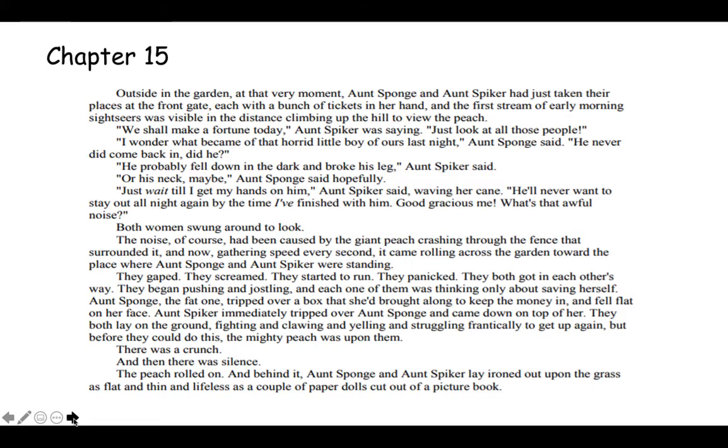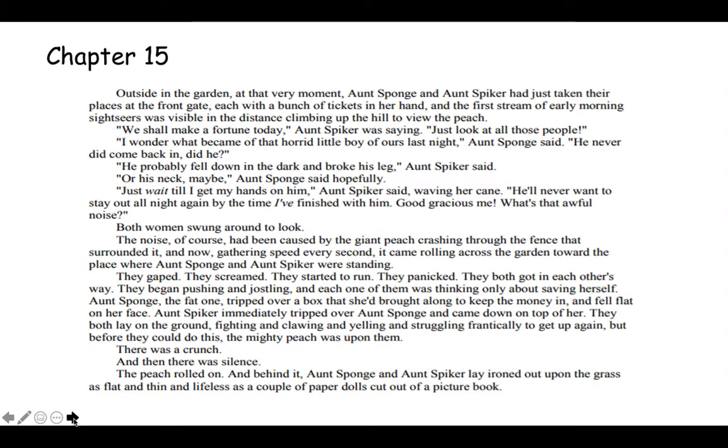Outside in the garden, at that very moment, Aunt Sponge and Aunt Spiker had just taken their places at the front gate, each with a bunch of tickets in her hand, and the first stream of early morning sightseers was visible in the distance, climbing up the hill to view the peach. "We shall make a fortune today," Aunt Spiker was saying. "Just look at all those people." "I wonder what became of the horrid little boy of ours last night," Aunt Sponge said. "He never did come back in, did he?"